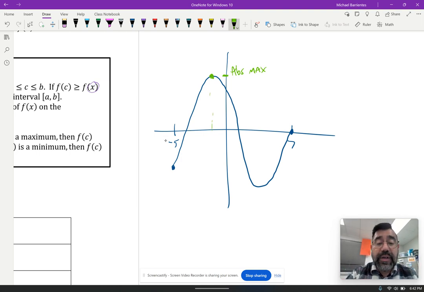Where does it occur? I don't know, that's a question mark, but I can see it. Same thing with the absolute min. This would be the absolute minimum value out of all of the points in this window from -5 to 7. Or maybe over here, this is the lowest point, so therefore it is the absolute minimum. Where does it occur? I don't know, but I can see that it occurs there. I just need to figure out what that x value is, and that's the process we're going to go through.